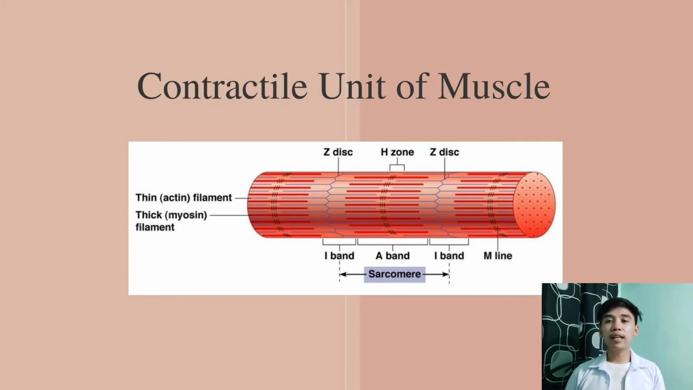You can also see an I band, in the middle of which is what we call the Z line or Z disc. The I band only contains thin actin filaments, while on the next one we can see the A band, which contains the H zone, or what we call the bare zone. In the middle of it, the line shows as the M line. Unlike the I band, the A band contains both thin and thick myosin filaments, and the distance between two Z lines or Z discs is what we call the sarcomere.